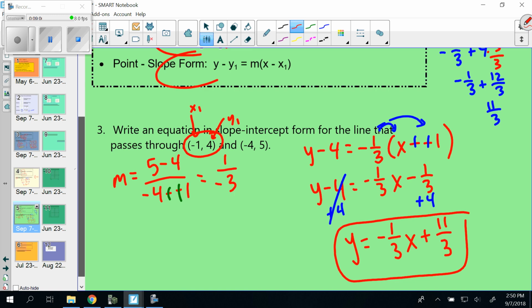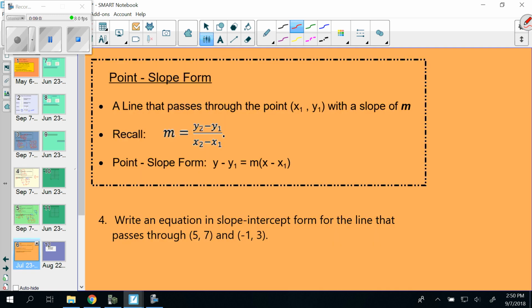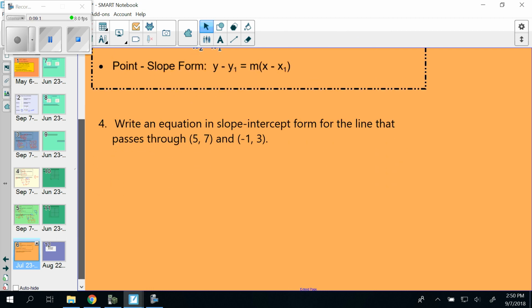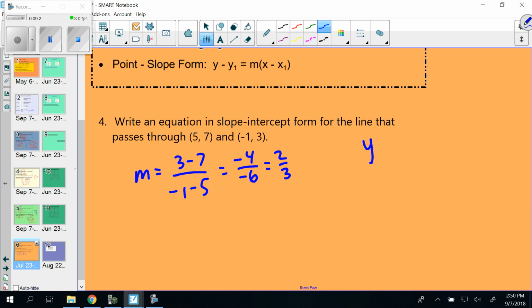All right, why don't you pause the video and see if you can try number 4 here and find the equation in slope-intercept form for that one. All right, let's see how you did here. First thing, looks like you're going to need to find the slope. So subtract the y's over the x's, and you get -4 over -6, which is also the same as 2/3. Now plugging everything into point-slope form, and using one of the points, I'll just use the first one again, you got y minus 7 equals 2/3 times x minus 5.